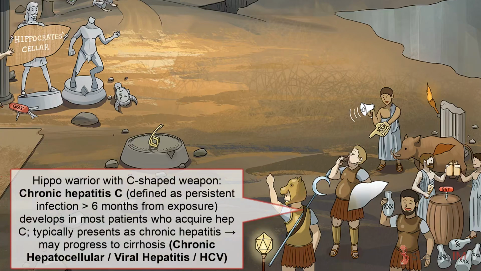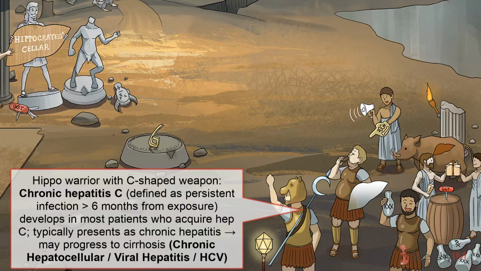Let's break this down. By convention, acute hepatitis C refers to the first 6 months after exposure to the virus. If infection extends beyond the 6-month mark, it's considered chronic. Most patients who acquire the virus are unable to spontaneously clear it. As a result, Hep C becomes chronic in the vast majority of cases. This chronic infection is appropriately described as chronic hepatitis, since the virus is highly inflammatory.